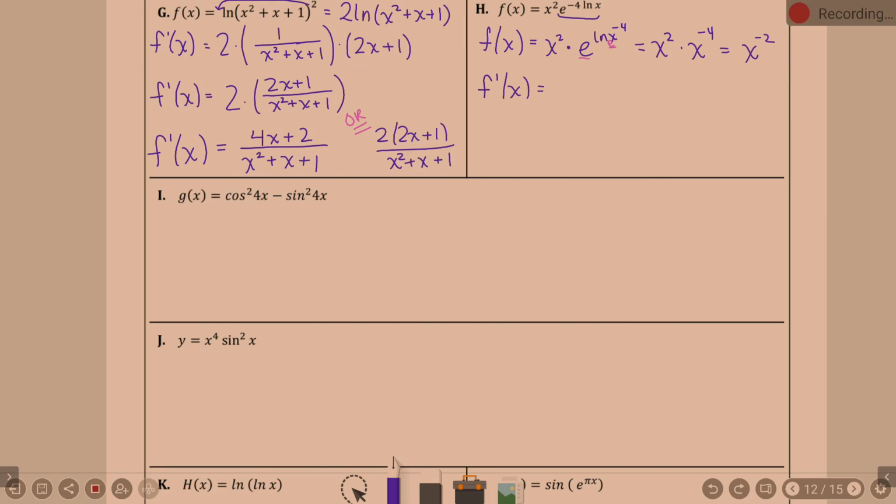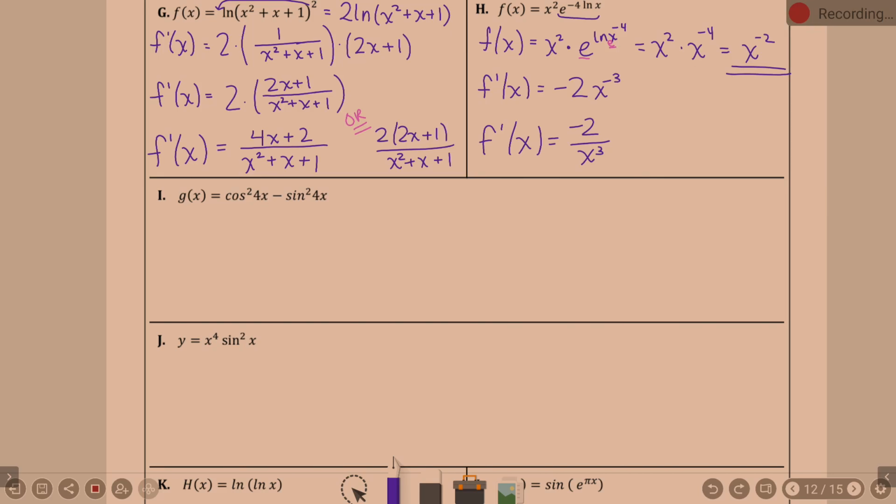How do I do the derivative of x to the negative 2nd? Take the 2 up front. You guys are jumping straight to the answer. Okay, so I agree. Negative 2 out front, and then you subtract 1 from the power. It's x to the negative 3rd.